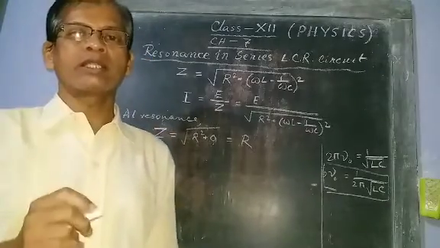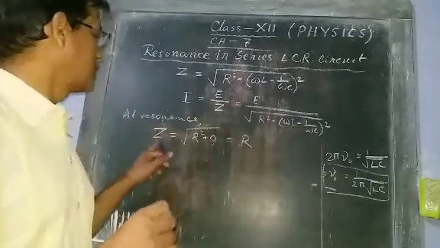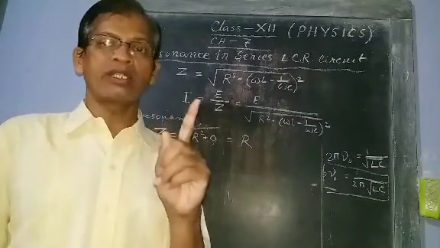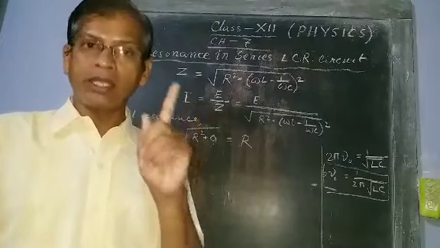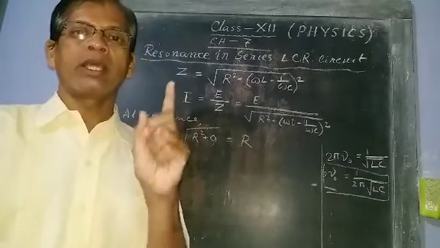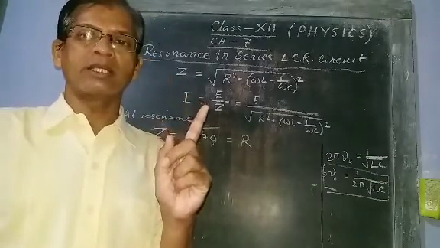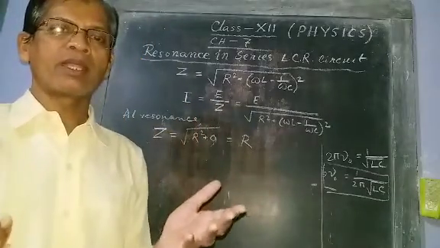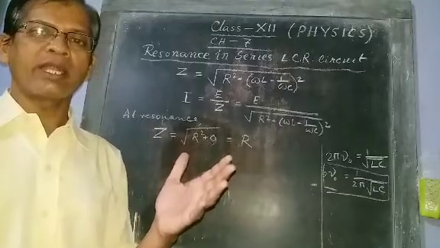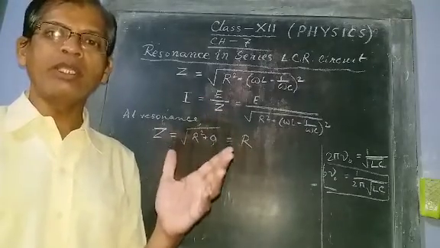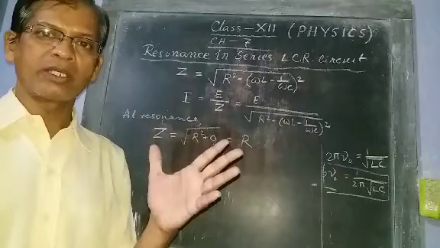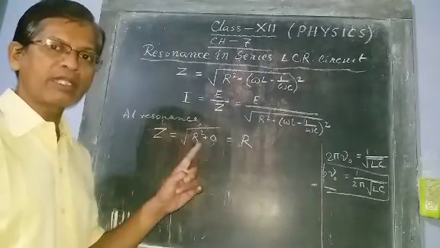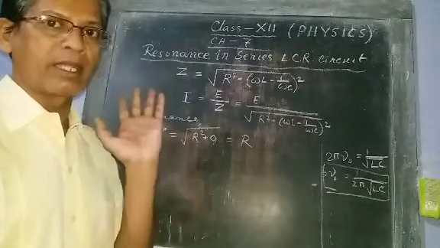in an LCR series circuit, impedance is equal to resistance. Very important point. At resonance in an LCR series circuit, impedance is equal to resistance. That means the LCR series circuit at resonance acts as a purely resistive circuit.